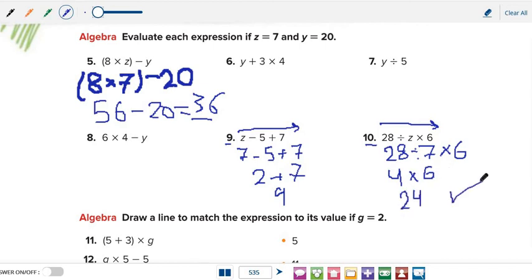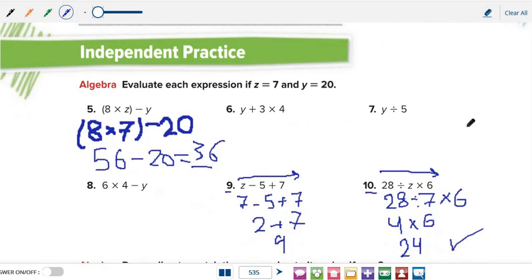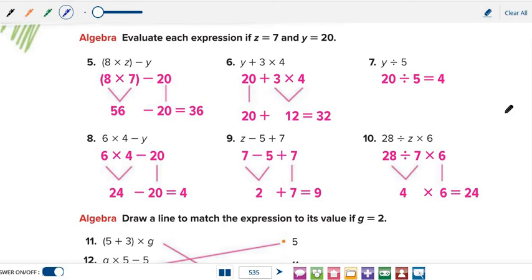Great job, grade 3. Now please, grade 3, try to solve these questions by yourself, and then when you finish, you can check your answers here.